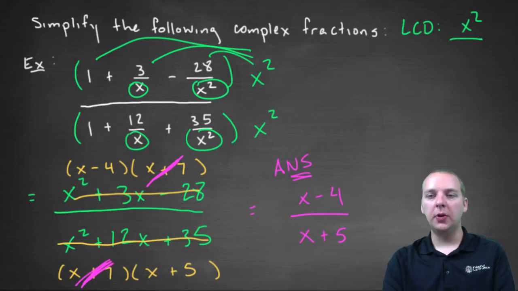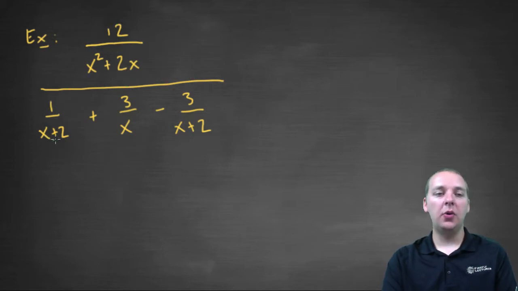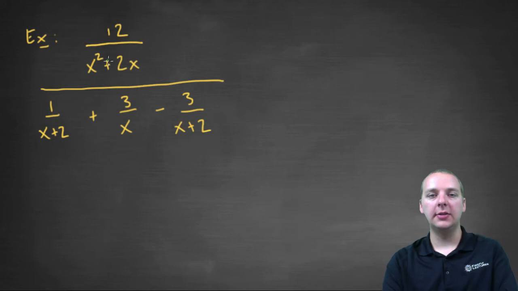All right, let's do one more. The next one's going to be a little tougher. We got some uglier stuff going on, but that's okay. We can deal with it. So 12 over x squared plus 2x, all divided by 1 over x plus 2 plus 3 over x minus 3 over x plus 2. A lot of stuff there.